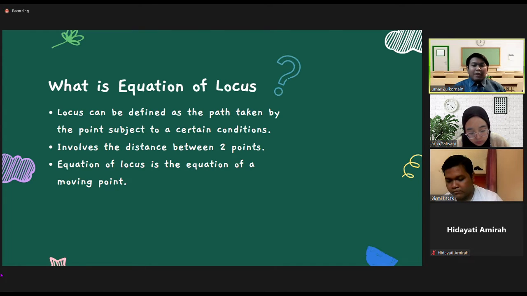And equation of locus is the equation of a moving point. Right. So inside the equation of locus topic, we have a moving point for two conditions. And the equation of locus that we want to find is the equation of that moving point. Right. So I hope you will have no problem so far. Do you have any questions regarding the definition?